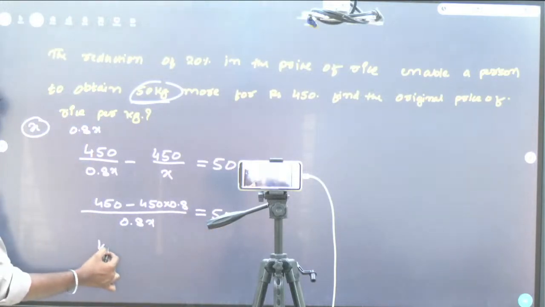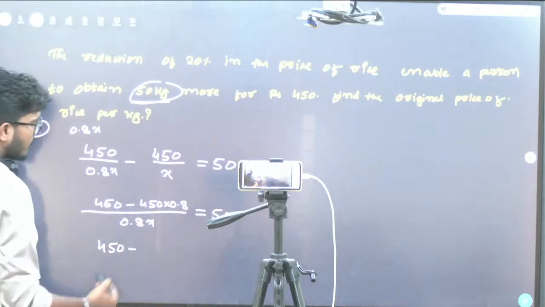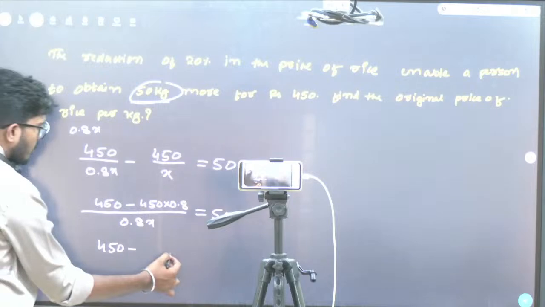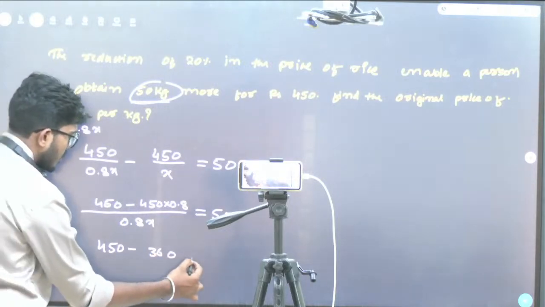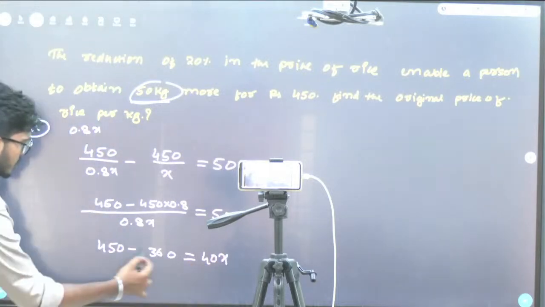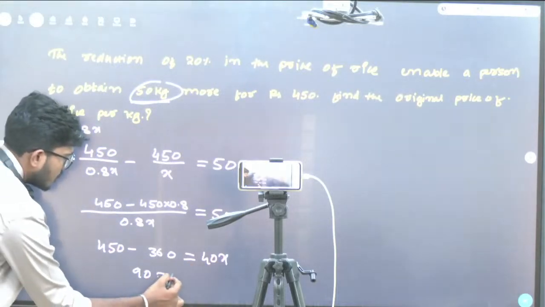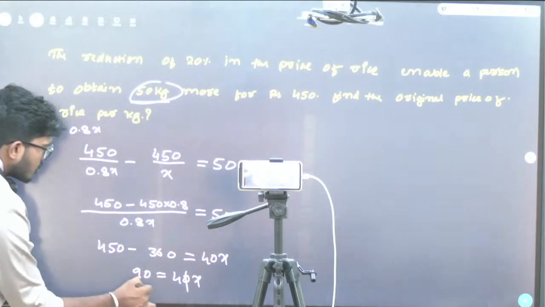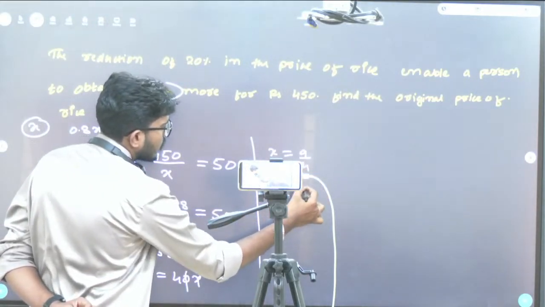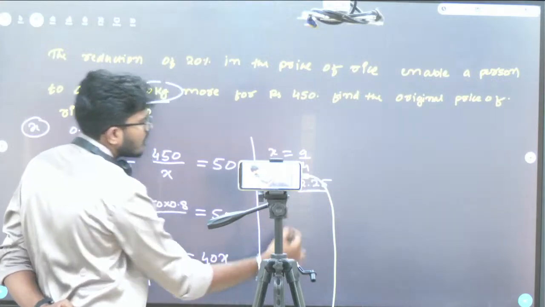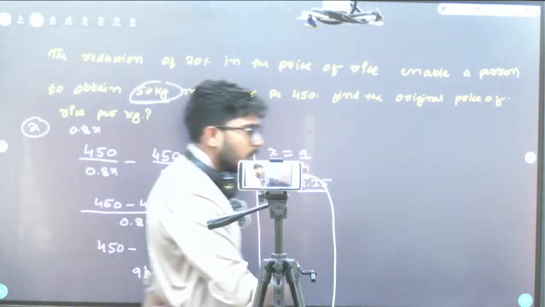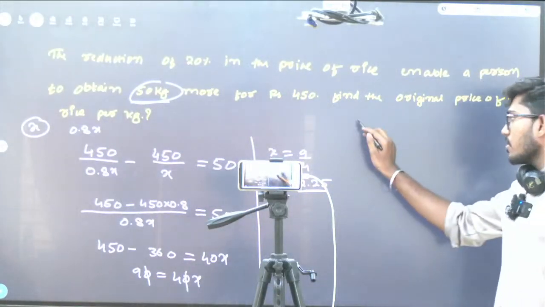Calculate. 450 multiplied by 0.8 gives 360. So 450 minus 360 equals 40x. The difference here is 90, so 90 equals 40x. The zeros cancel, then x equals 9 by 4, which is 2.25. If you do this method, you have to take LCM and decimal values come. Don't do this method. Now see the shortcut.